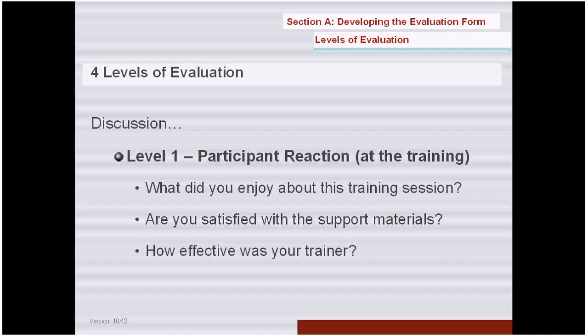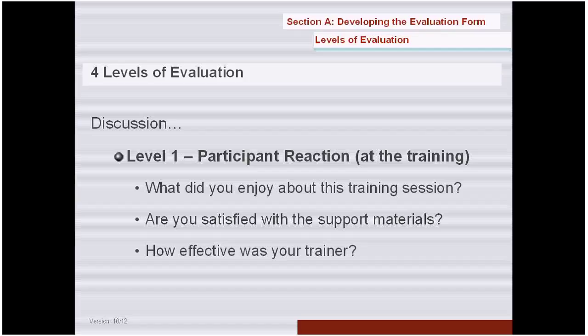Level 1 evaluation is participant reaction. At this level, the trainer is seeking feedback on the training session itself. This takes place right at the end of the workshop session. Every workshop you've ever been to, if you have filled out an evaluation form, you have likely been asked some participant reaction questions. They would look like, what did you enjoy about this training session? Were you satisfied with the support materials you received? How effective was your trainer? It's all subjective kinds of things of how the participant enjoyed, liked, got something out of the workshop that was presented.